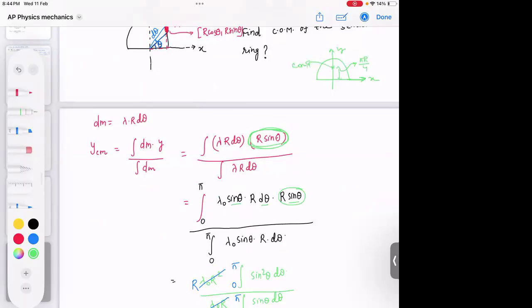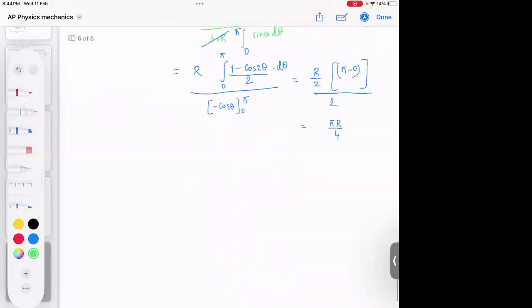So please learn this approach. What is the approach? Always take the element, find the center of mass of the element, right? Then if you are calculating the x coordinate, integrate with the x coordinate of the element's center of mass. If you are calculating the y coordinate of center of mass, integrate with the y coordinate of the element's center of mass. Okay, one more example.